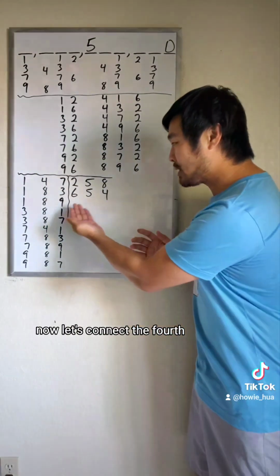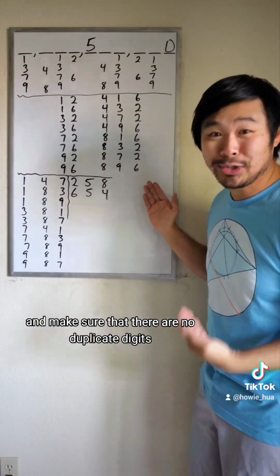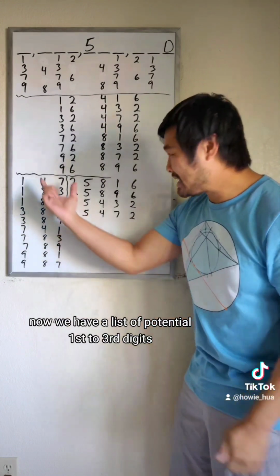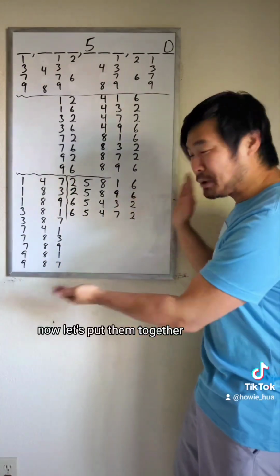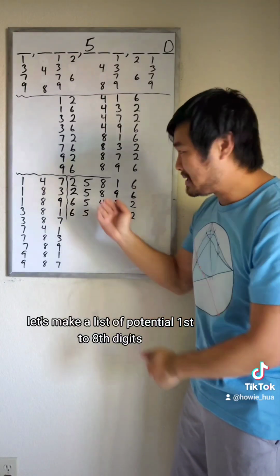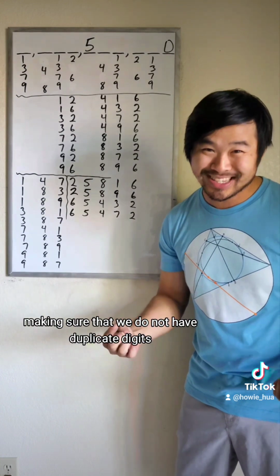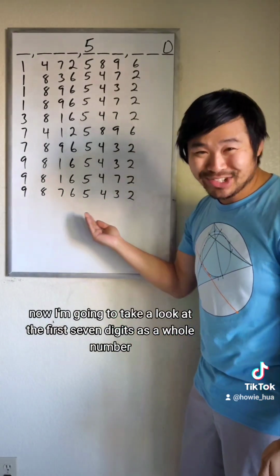Now, let's connect the 4th, 5th, and 6th digits with the 7th and 8th digits, and make sure that there are no duplicate digits. And here they are. Now we have a list of potential 1st to 3rd digits and 4th through 8th digits. Now let's put them together. Let's make a list of potential 1st to 8th digits, making sure that we do not have duplicate digits. And here they are.